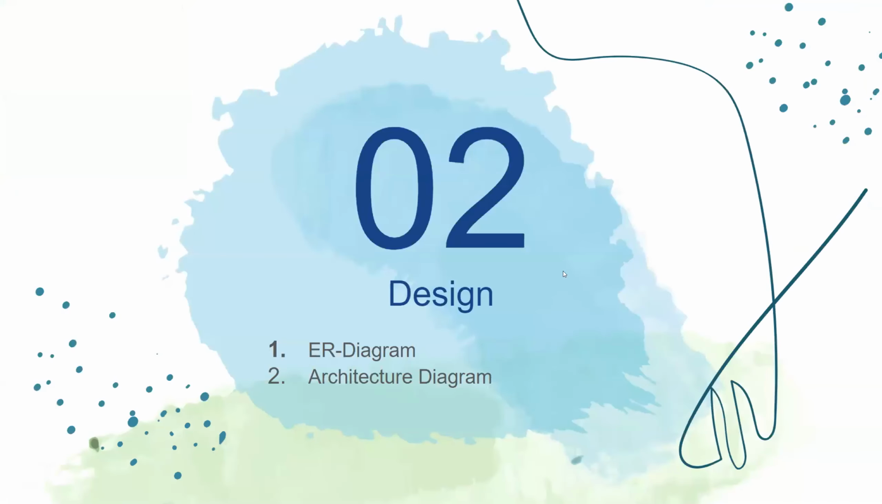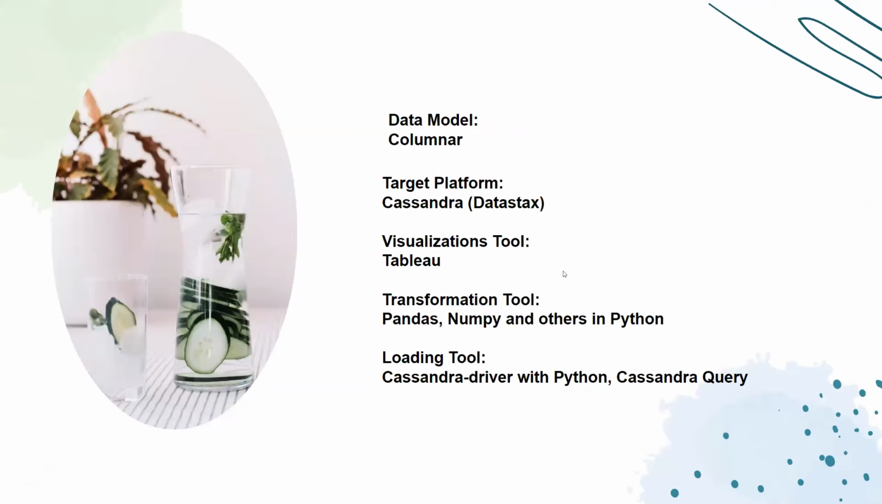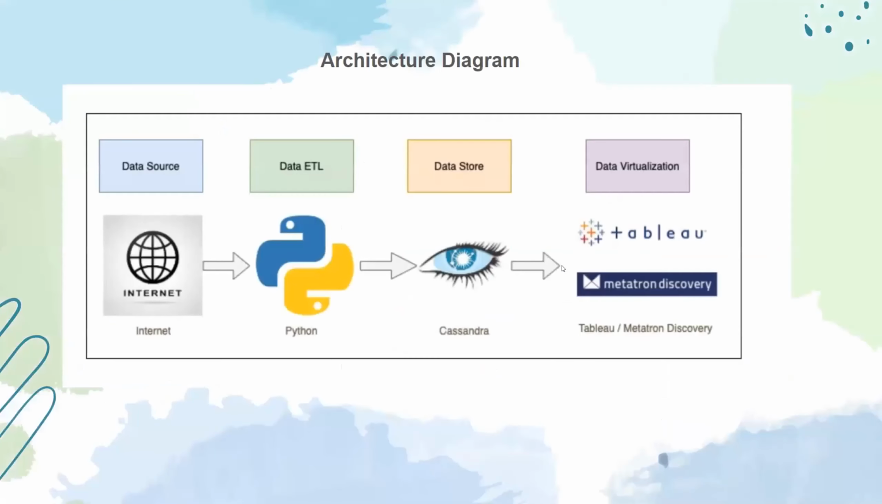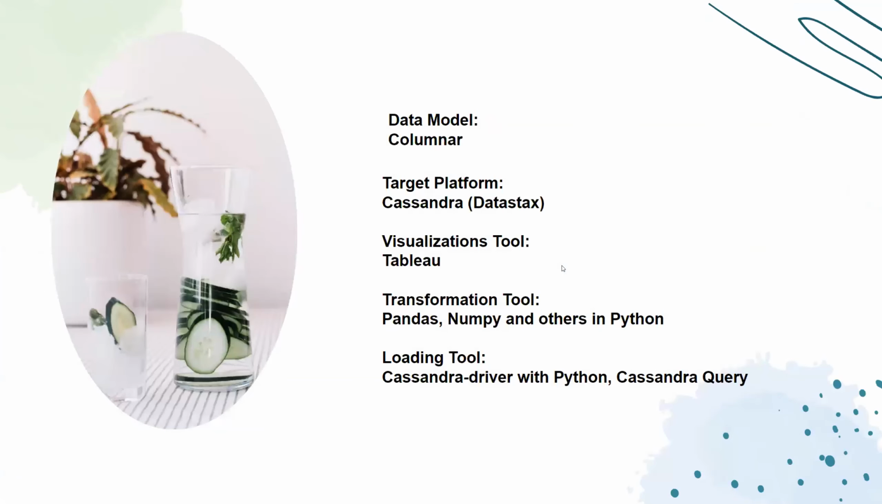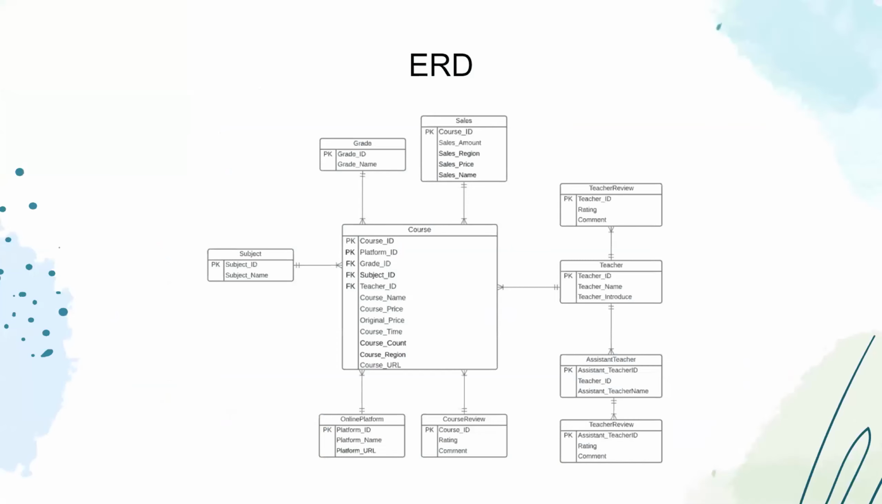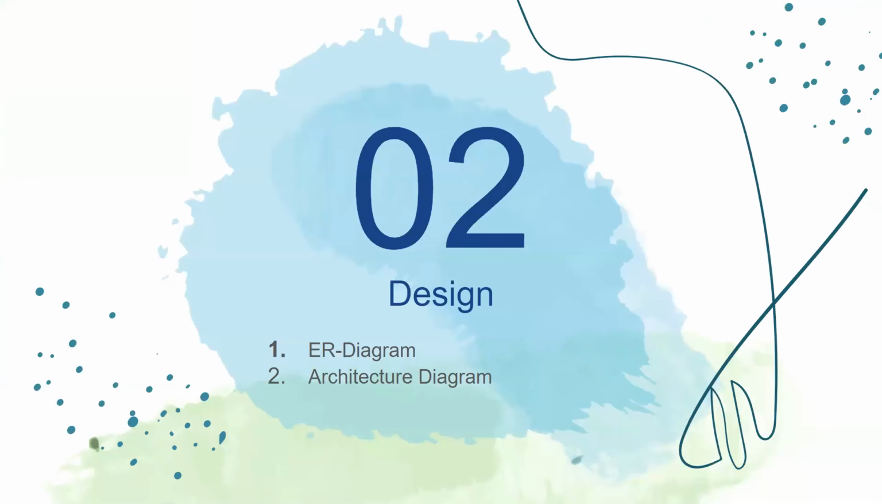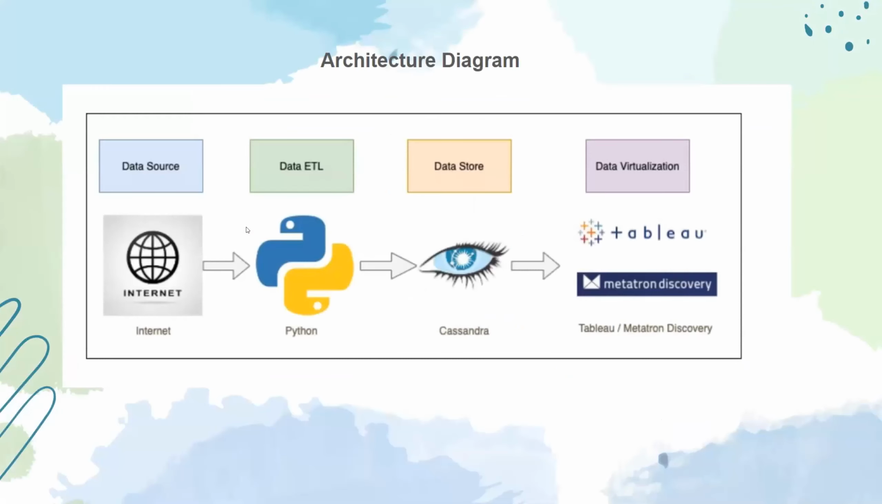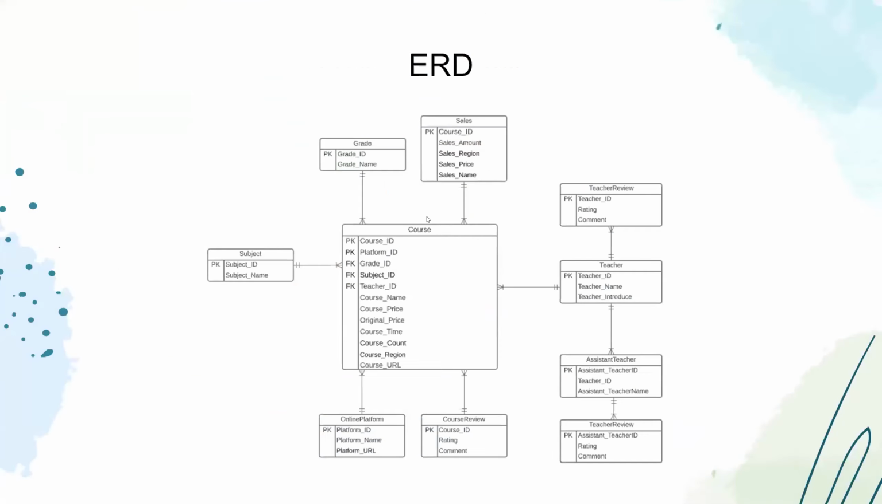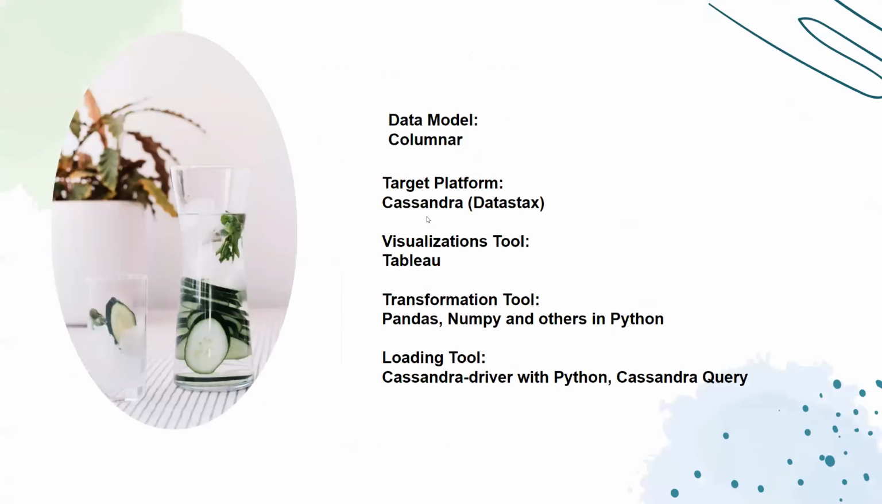Next page, with columnar as our data model, and Cassandra as our target platform. We use Tableau as a visualization tool and Python as a transformation tool. As for loading tool, we use the Cassandra driver with Python and also some Cassandra queries. Back a little bit. Next page.